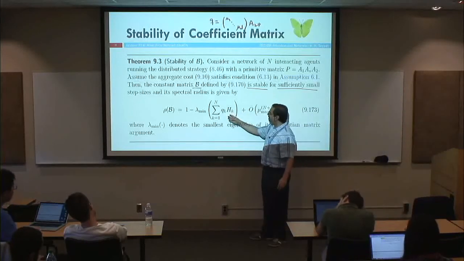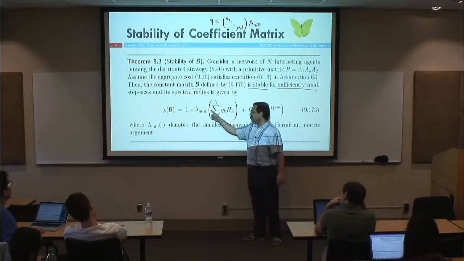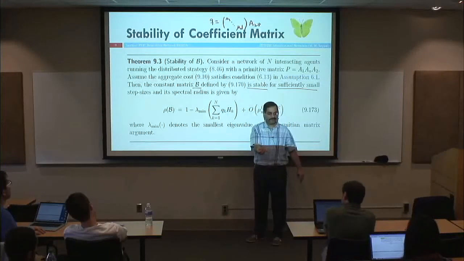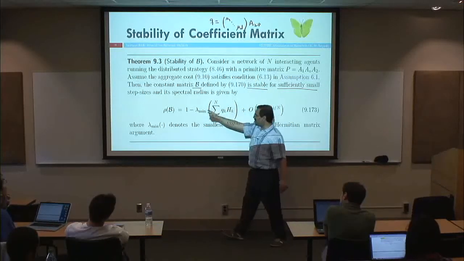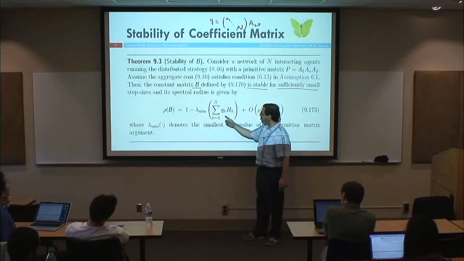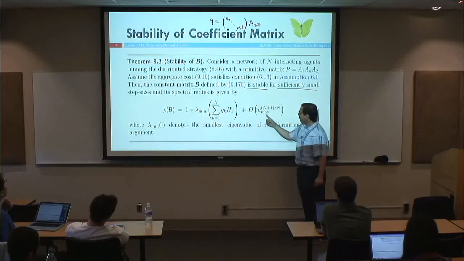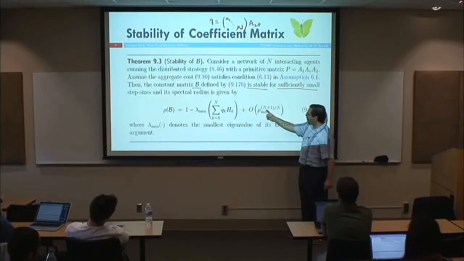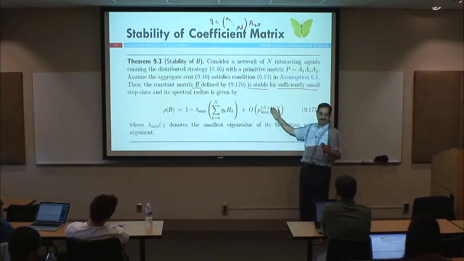So what this is saying is the following. This sum here is a positive definite matrix. So the minimum eigenvalue of that will be positive. And these Q's, they are of the order of the step size. So this is like 1 minus a positive number of the order of mu. And this is a higher power of mu. You see, m plus 1 over n is larger than 1. That's all you really need to know from this.